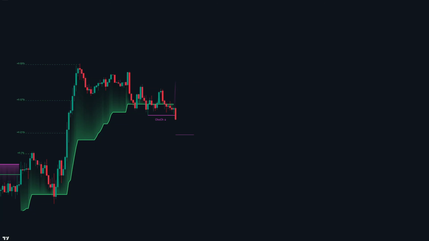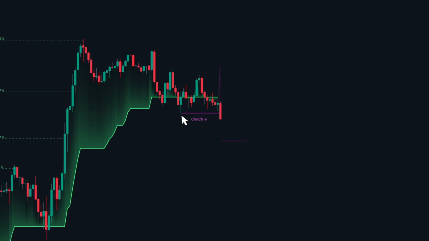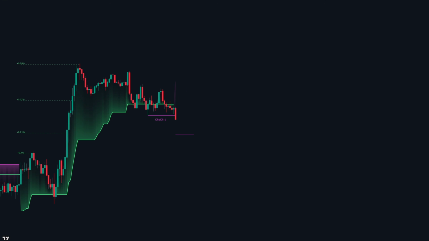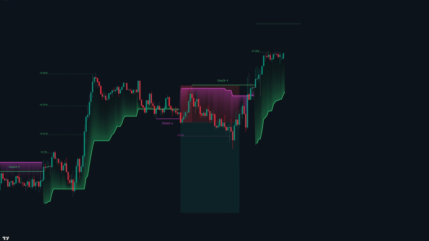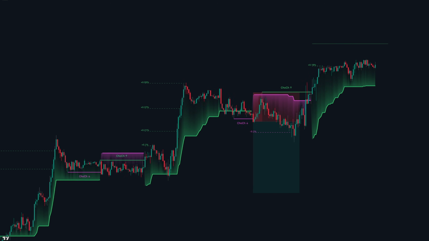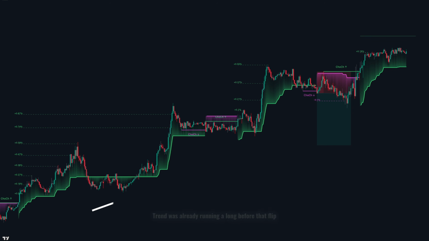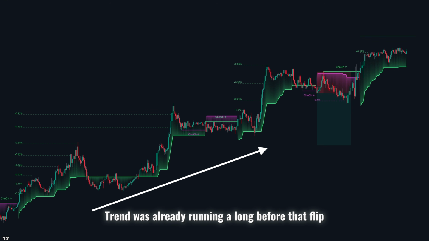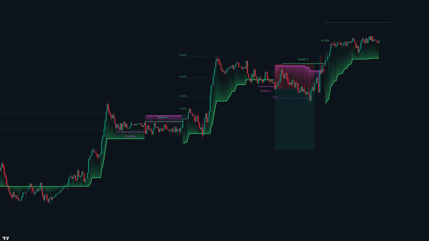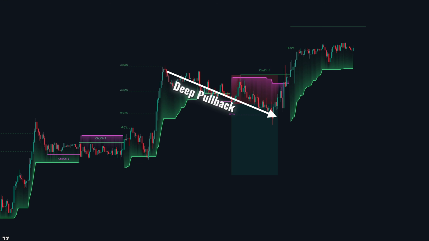Look at this example. The matrix flipped here because price closed past the last swing level, a correct signal. And this is exactly where you would expect a reversal to begin. Now watch what happens. Price turns straight back around. Let's zoom out and look at this. The trend was already running long before that flip, and it kept running after it, so the break was only a deep pullback inside a trend that was still alive.